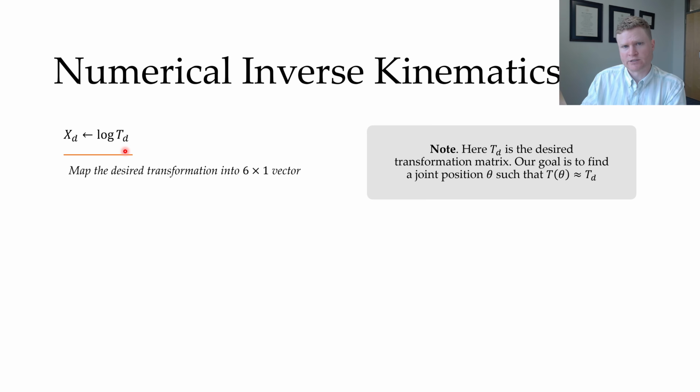It's the position and orientation I would like to reach, or maybe I want to figure out what joint values are going to make my robot go here. So my goal is to take this transformation matrix and find the corresponding joint position theta that has my robot reach that desired transformation matrix. That's the whole idea of inverse kinematics, mapping from transformation matrices back to joint positions. My first step is to map this 4x4 transformation matrix into the 6x1 x subscript D. That's the code that we just talked about.